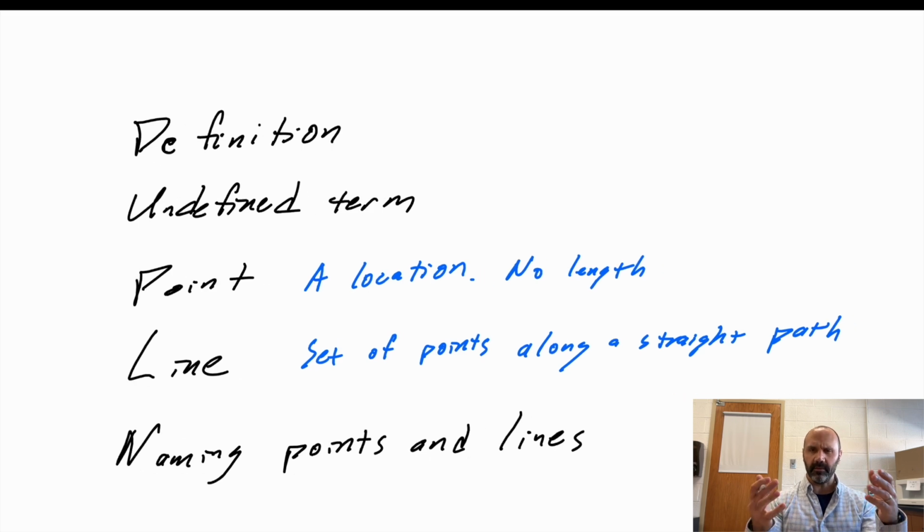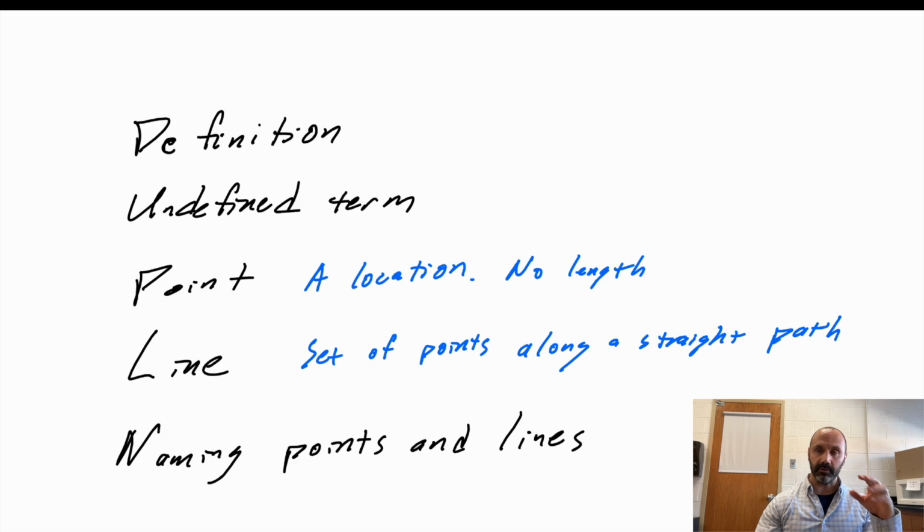And then, if you think about it, well, what do we mean by location? Well, we would say a point. And then we end up using the same word to try to define the words that we have in the definition. A set of points along a straight path. Well, what does straight mean? Linear. Then we're using line again. So again, technically these are not definitions, but they are descriptions.